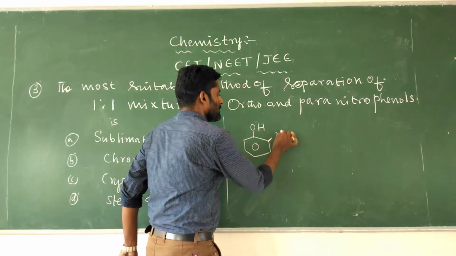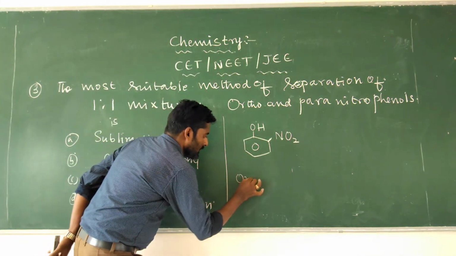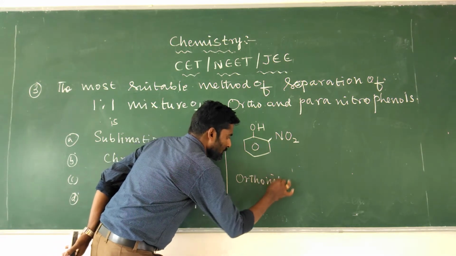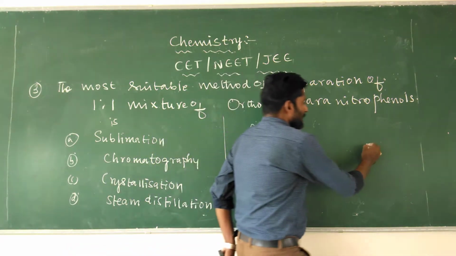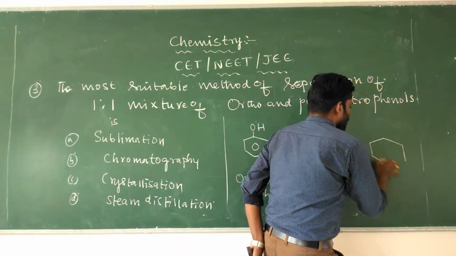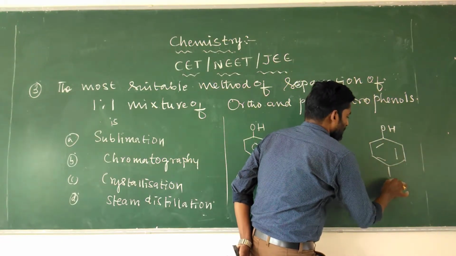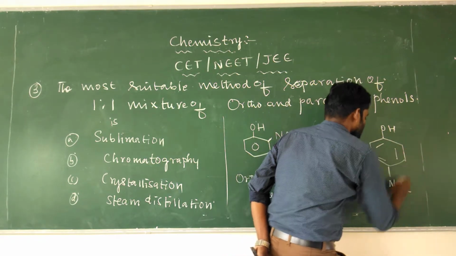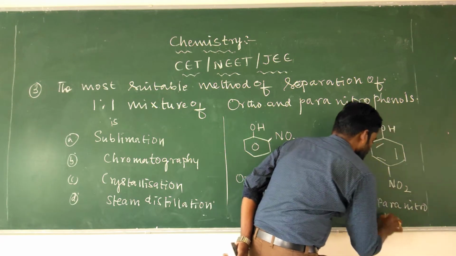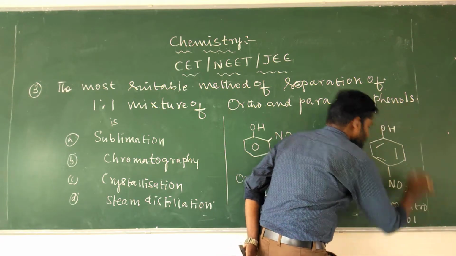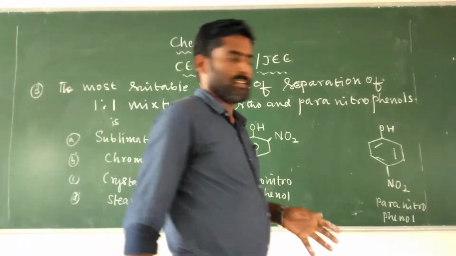Adjacent position, NO2 group. This is ortho-nitrophenol, and the next one is the 1,4 position, which is called the para position. So this is para-nitrophenol. Both are liquids.